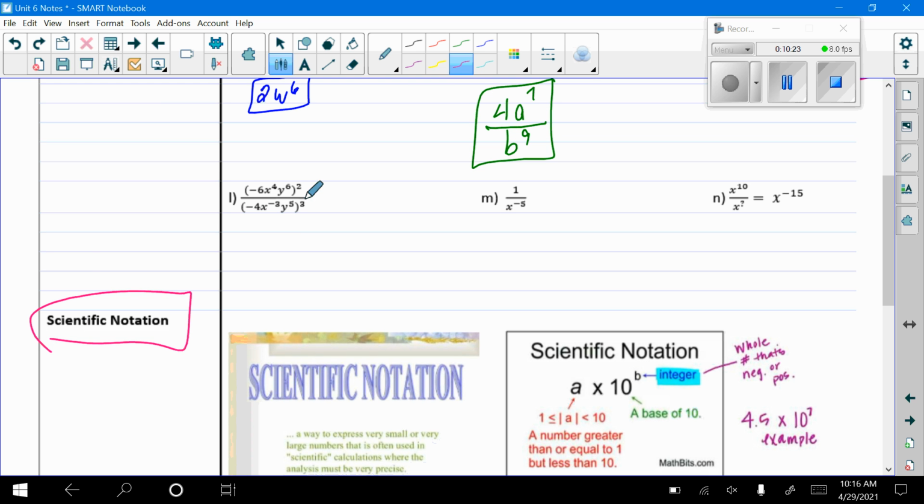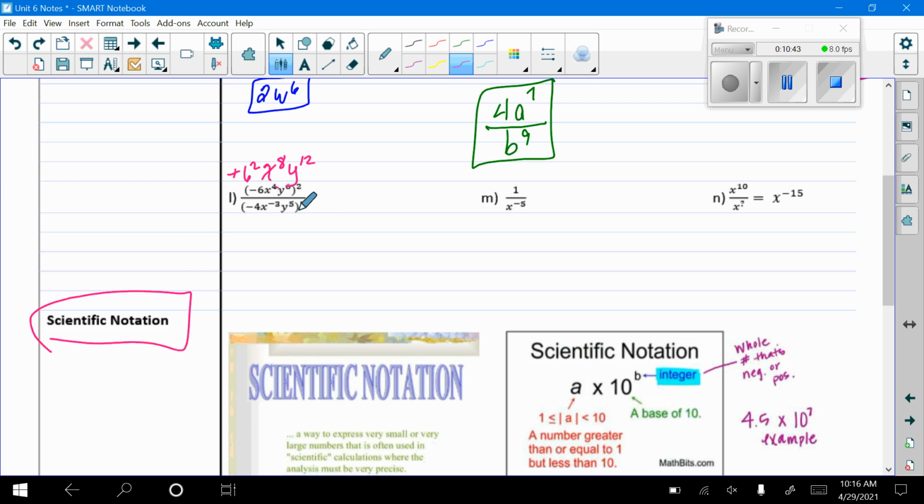So on top, I'm going to try to make this as painless as possible. Here we go. I've got 2 negatives makes it a positive. 6 squared, x to the 8th, because 4 times 2 is 8. 6 times 2 is 12.